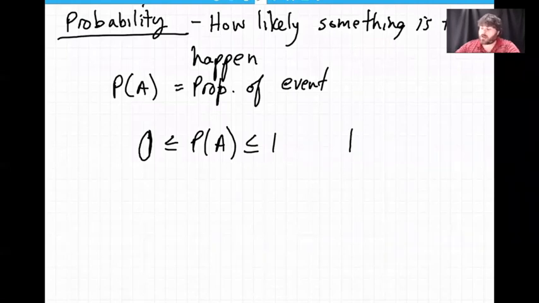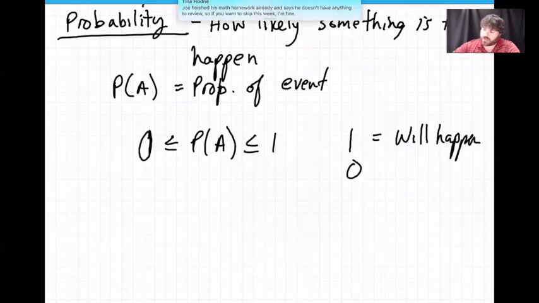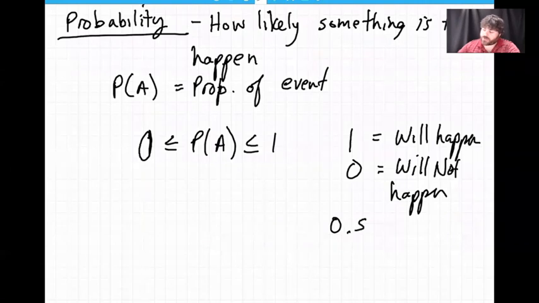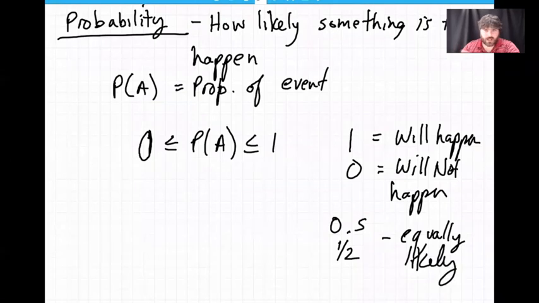So if the probability is 1, it will happen. It's guaranteed. There's no way it won't. Okay, probability of 0 means that it will not happen. It is impossible for it to happen. If probability was 0.5 or a half, same thing, it means that it's equally likely to happen or not happen. It's like a 50-50% chance, okay? All right, so that's the basics about the numbers.